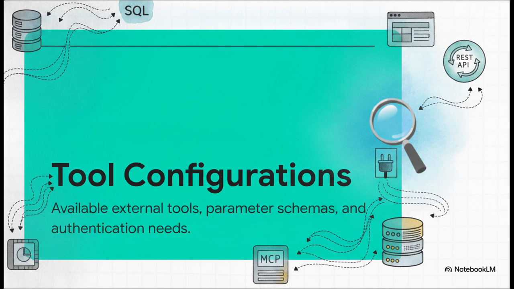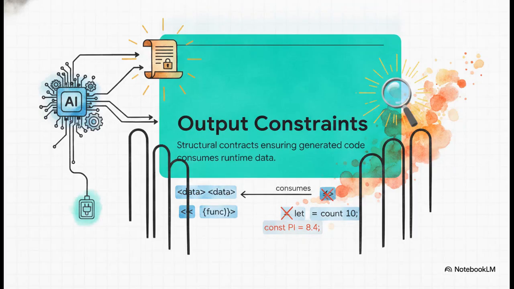By saving this, you don't have to re-authenticate or re-explain how the company's internal database works every single session. The system just remembers the plugin. And finally, we have output constraints, or M-output. This one is really a structural contract that's forced on the AI.